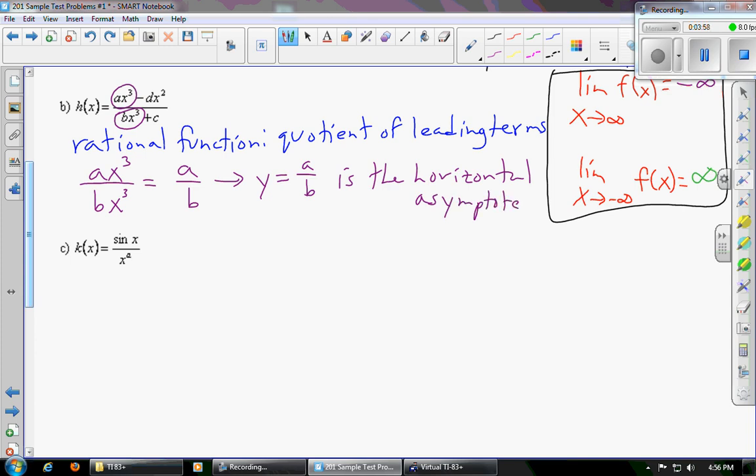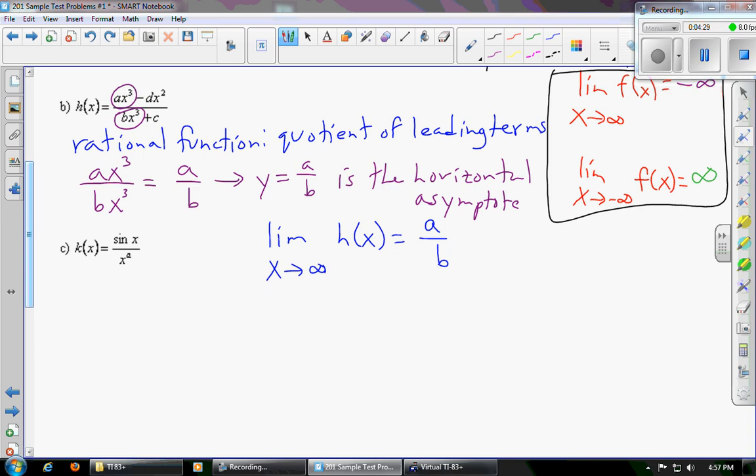It's the quotient of the coefficients of those leading terms. So y equals a over b is the horizontal asymptote, which means that if you go at the far left and if you go to the far right, you're going to approach a over b. So if we wanted to use good notation, the limit as x goes to infinity of, and this function here is called h of x. If we go to the far right, this function is going to approach that horizontal line, y equals a over b.